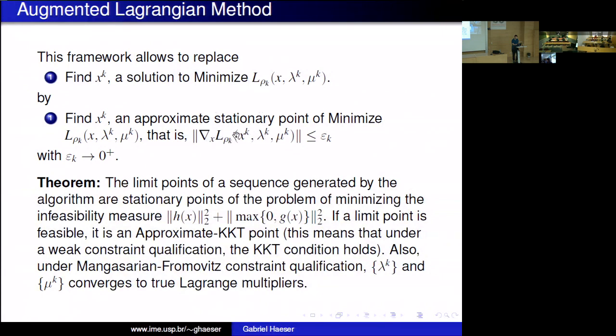But in fact, you could be less strict and ask for an approximate stationarity of this point. Typically you will compute this solution xk using some algorithm for minimizing an unconstrained function. This must be an affordable algorithm, and it will not generate local minimizers. It will generate some approximate stationary point.